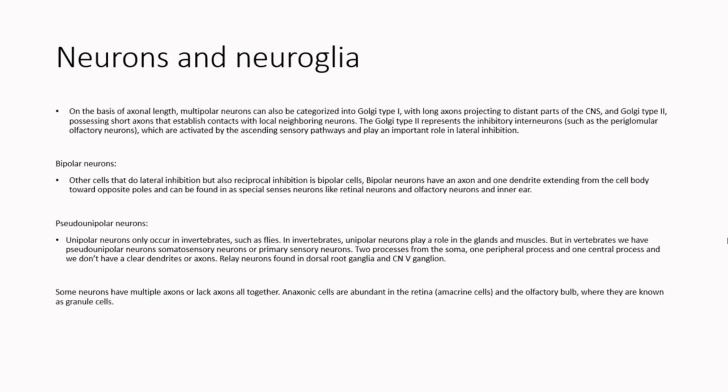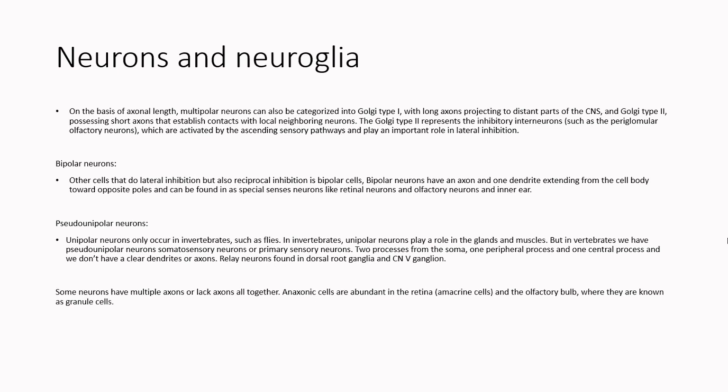So, like I said, on the basis of axonal length, multipolar neurons can be categorized into Golgi type 1, with long axons, or Golgi type 2, with short axons, and they usually inhibit neighboring neurons, which we call lateral inhibition. Then bipolar neurons also do lateral inhibition, but they also do reciprocal inhibition. Reciprocal inhibition basically means I inhibit you and you inhibit me.